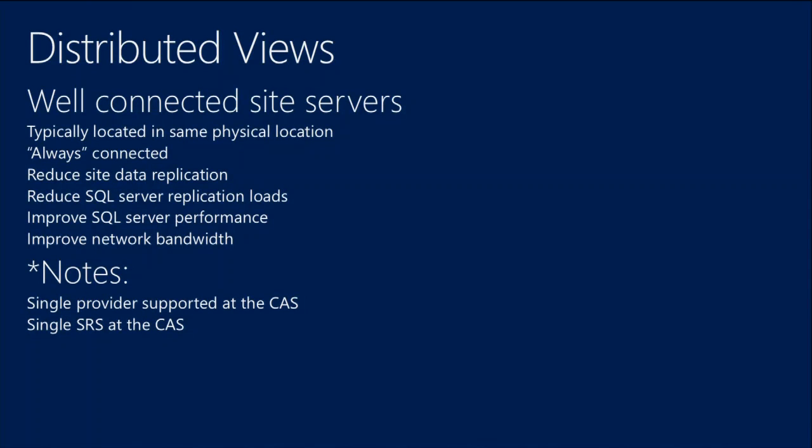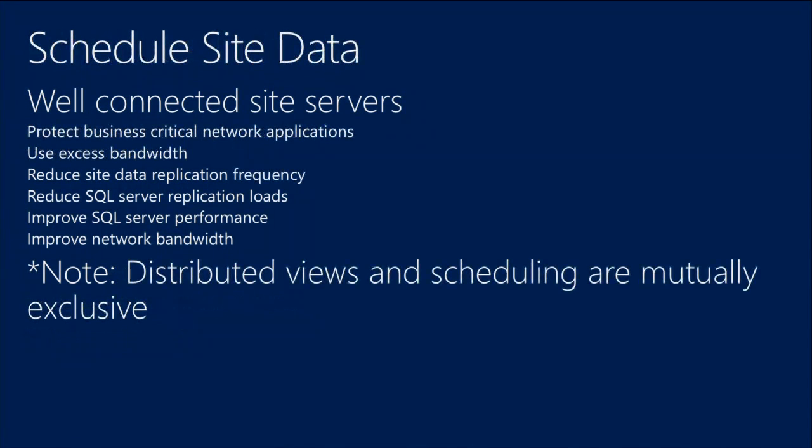You can also enable distributed views. So if you have very, very well-connected sites, what distributed views will allow you to do is to not have your hardware inventory, your software inventory, your status messages, and so on replicate from your child primary site up to the CAS. They remain at your child primary site. But you're thinking, wait a minute, my admin at the central site still needs a report on everything in my environment. Management wants to know all my assets.